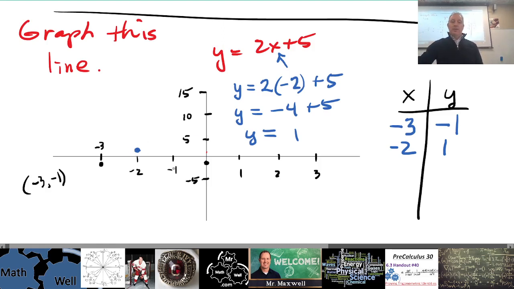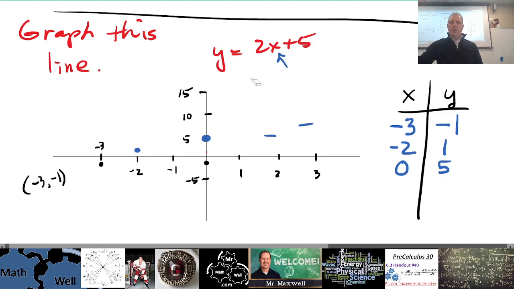All right, let's skip -1. Let's do 0. If I put 0 in, I've got 0 plus 5, or 5. So I have the point 0, 5. You guys kind of getting the pattern here? So 0, 5. And let's do a couple more.